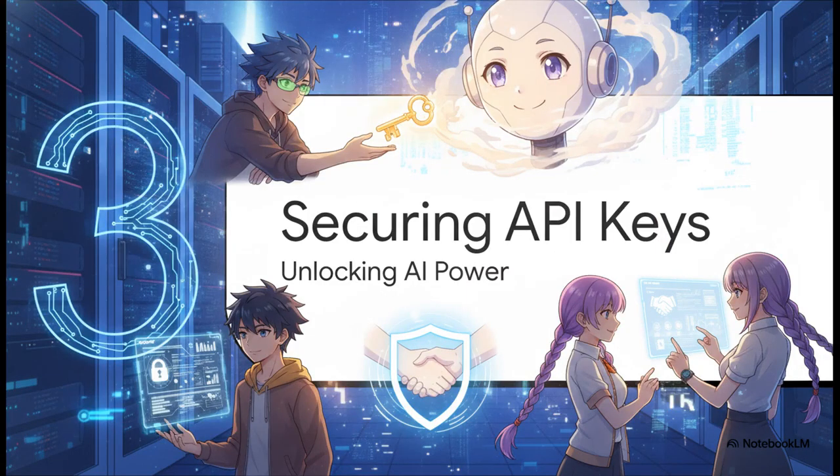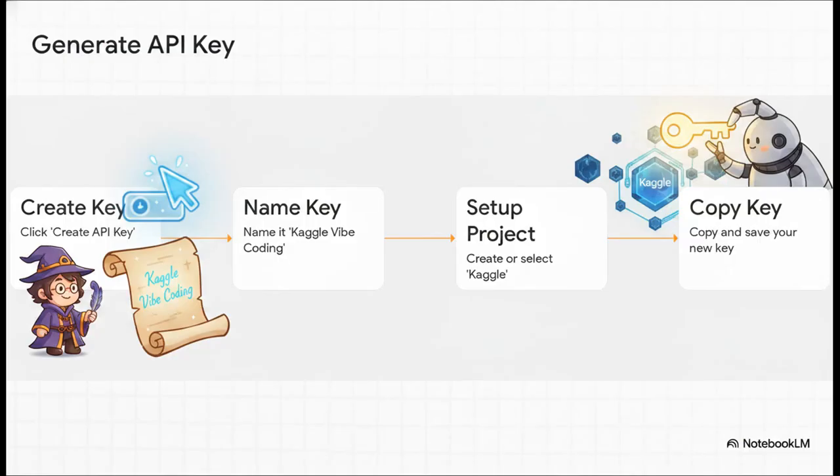Section 3. Step 2. Securing API keys, unlocking AI power. You can kind of think of an API key as a secure, secret handshake between your computer and Google's AI servers. And generating this key is absolutely essential for the tools we're going to install next. So once you are logged into AIStudio, you'll see an option for API keys. Go ahead and click Create API Key up in the top right.